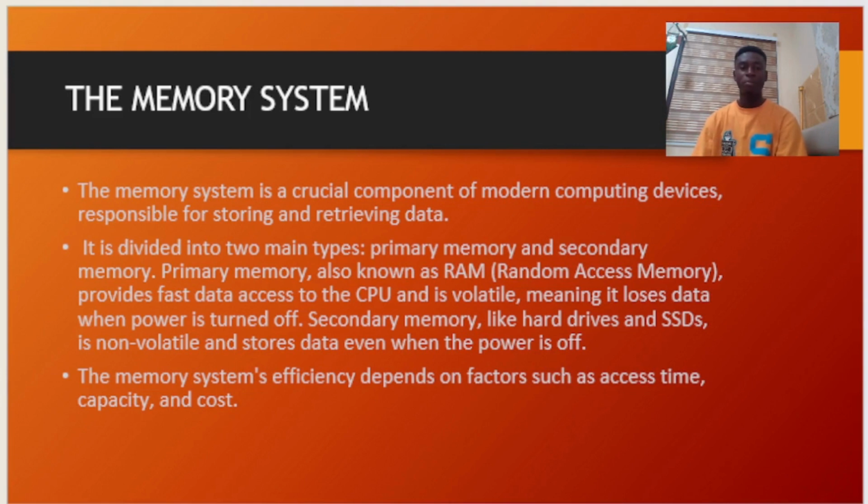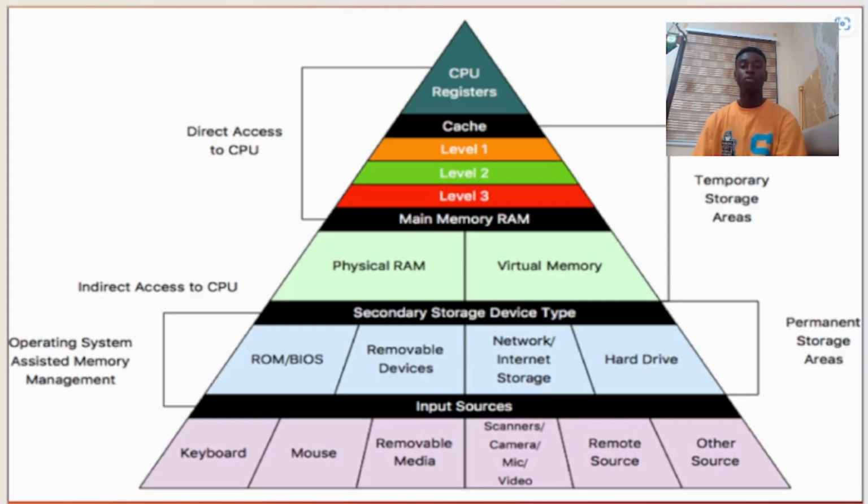We also came to understand that the memory system's efficiency depends on factors such as the access time, capacity, and the cost. So this is a hierarchy of the memory system and their allocations. We have the CPU, the registers, the cache, and the cache has various levels. Then it comes to the main memory, and under the main memory we can have the physical RAM and the virtual RAM. Then we come to the secondary storage devices, which are not volatile, meaning they save data even when power is off. We have the ROM, the removable devices like the external hard drives and the pen drives, network internet storage, and hard drives. And then it comes to the I/O devices, that is the input output devices. And this is the hierarchy.